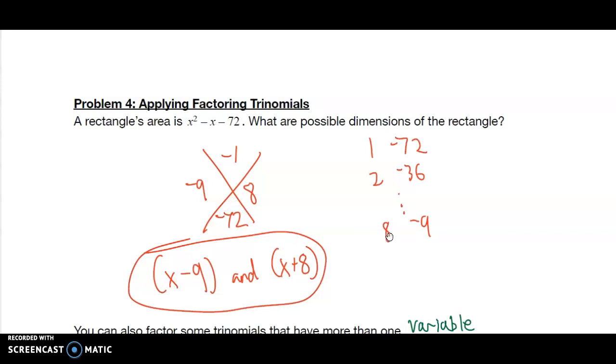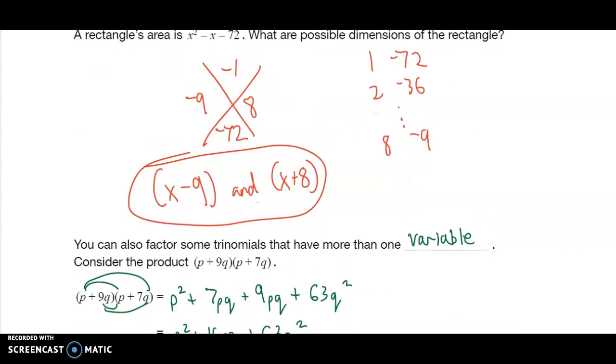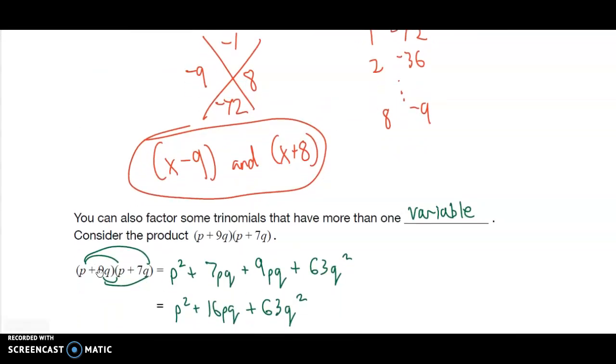So what happens though if we get a little tougher question and we have more than one variable? So let's say if we had this kind of question. P plus 9q, P plus 7q. I could have given this to you in the last couple sections. Just again, got a FOIL, distributor, box method it. I use FOIL, so first, outside, inside, last. Combine those two inside terms, we already have our answer.